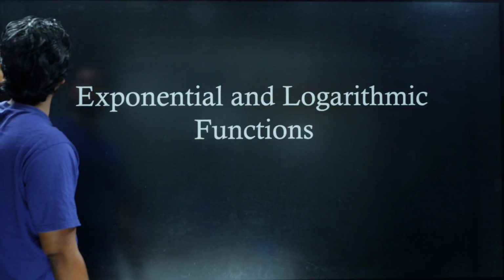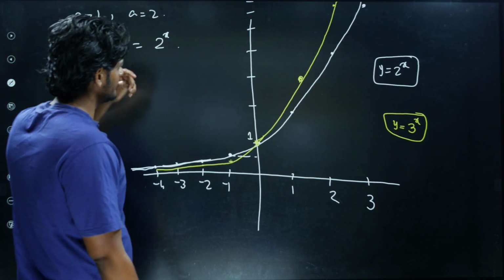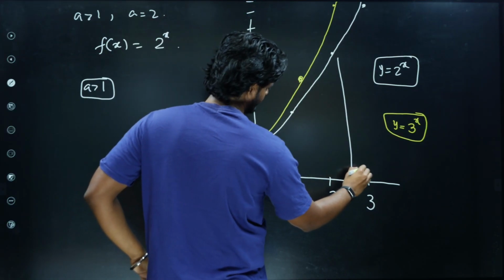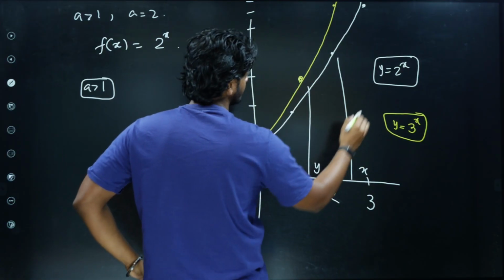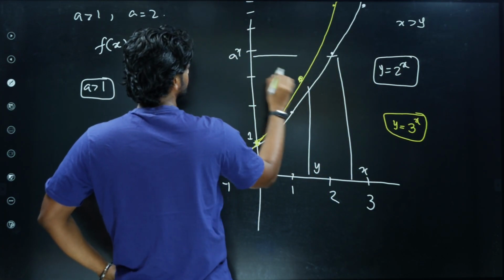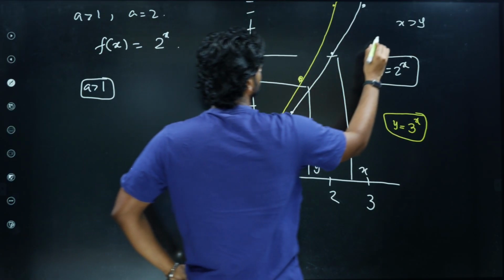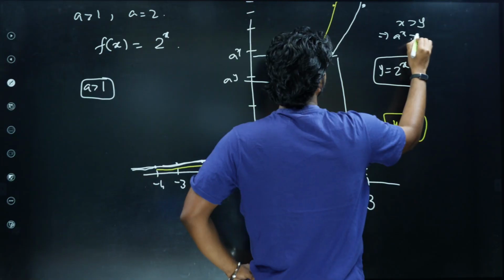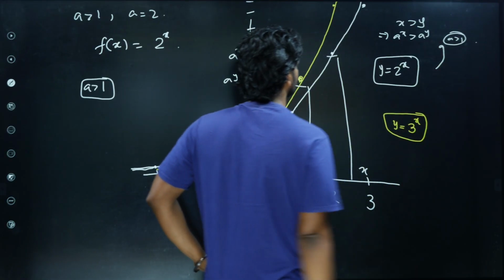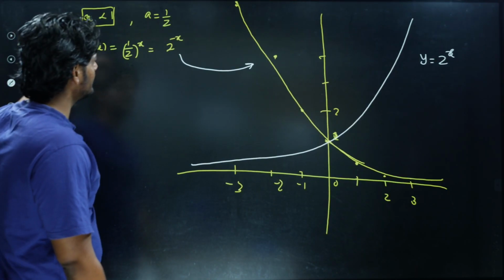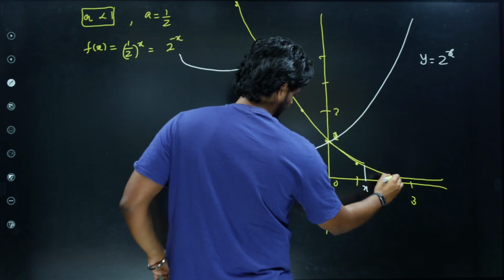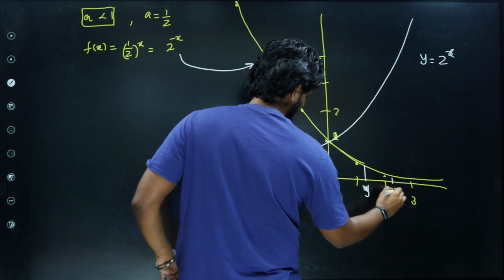We go back to this. For x, if I have x here and I have y here, so x is greater than y implies a power x is here and a power y is here, implies a power x is greater than a power y. And here a was greater than 1. That is really important. Otherwise, in this case, if you have x here and y here, okay, maybe I'll take x more, right?